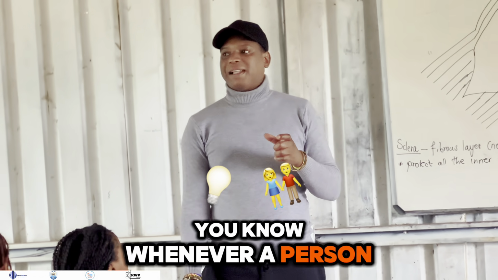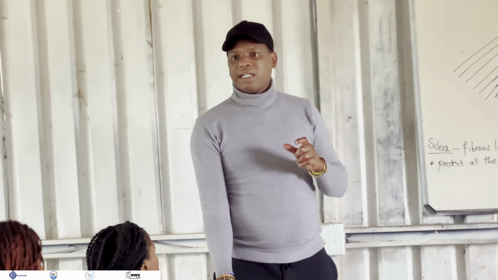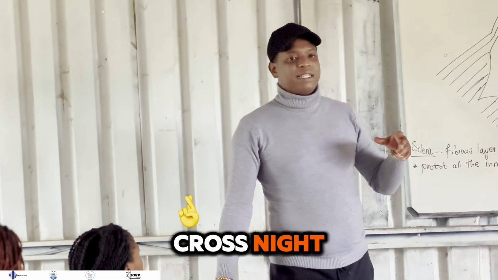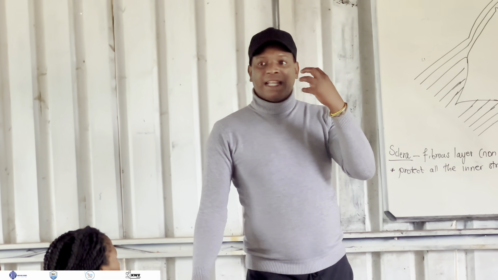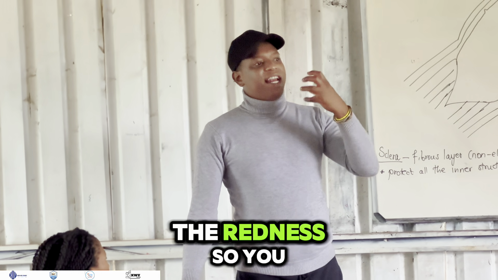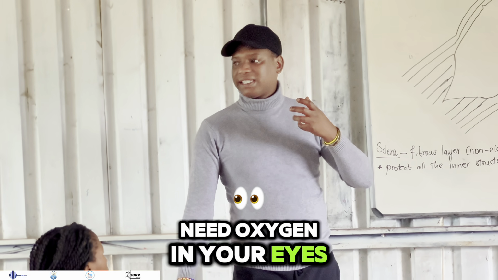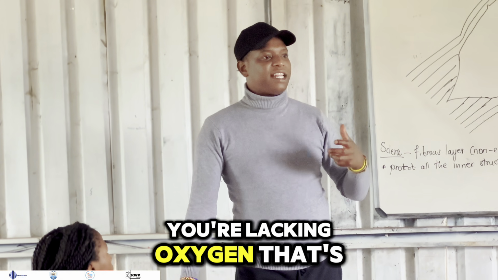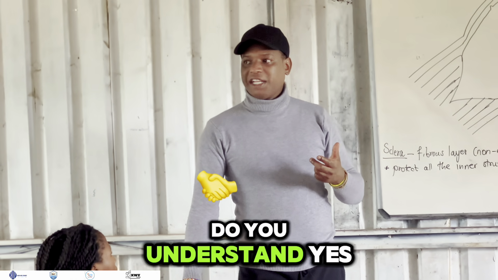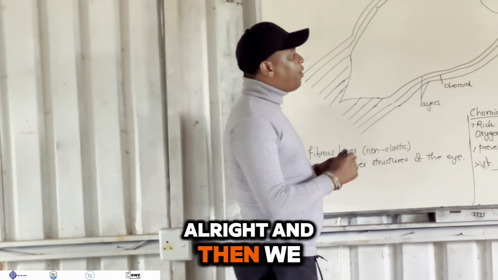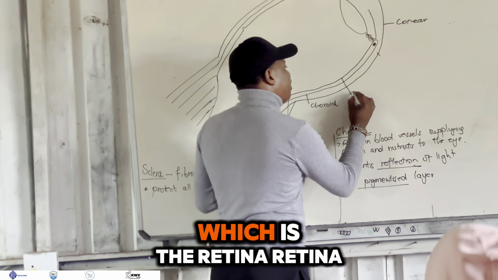You know, whenever a person never slept, like you were up the whole night, what happens to your eyes? They become red. The reddishness shows you need oxygen in your eyes. You're lacking oxygen, that's why your eyes are red. Do you understand? Alright. And then we look at the inner layer, which is the retina.